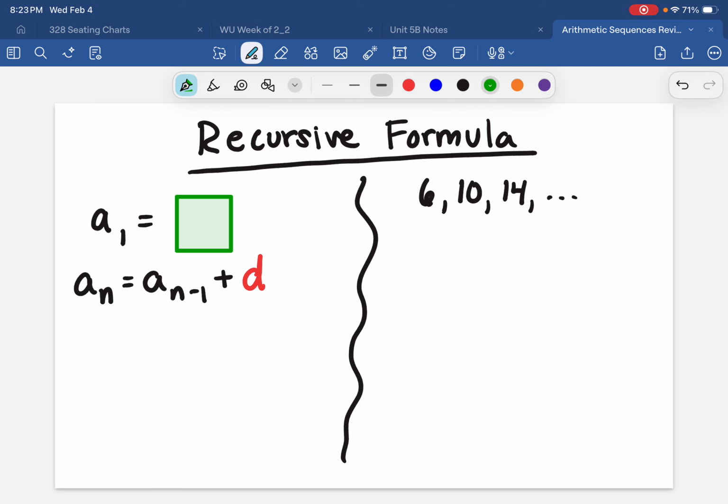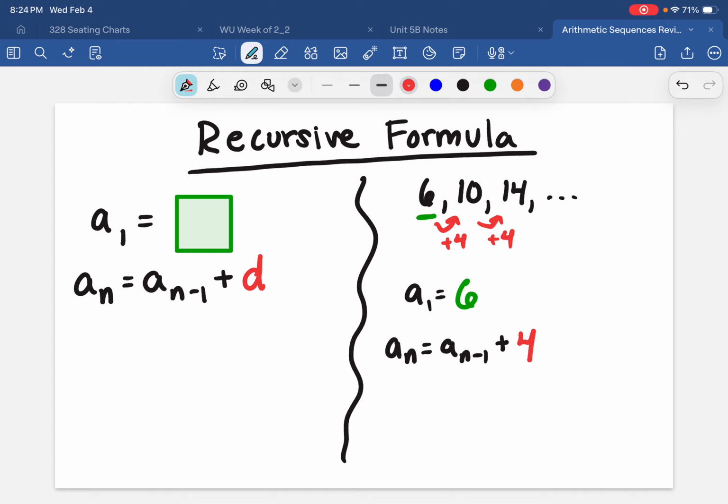So in this case, when I go to write my formula, I'm going to say that a sub 1 equals, and that first term is literally 6. So I'm going to say a sub 1 equals 6. For my next part, I'm saying what comes next, basically. A sub n is equal to a sub n minus 1, which is the previous term, plus, and in this case, remember my pattern was 4. 6 plus 4 is 10. 10 plus 4 is 14. So I am going to say plus 4 in my equation. That formula is really good at telling you what comes next.